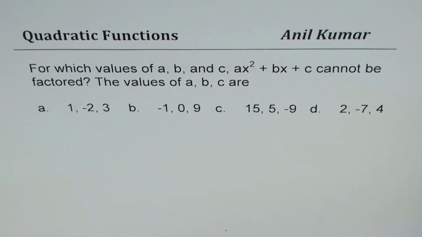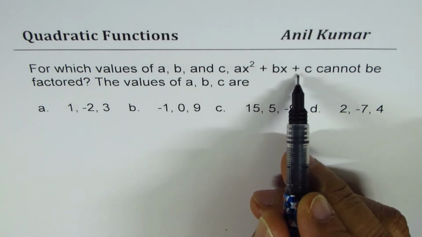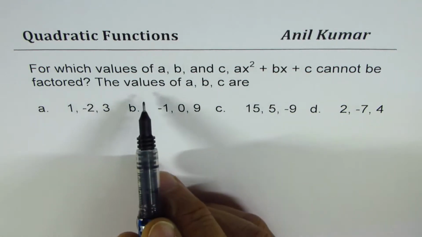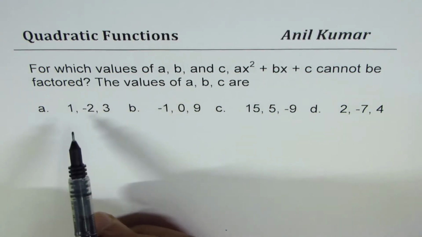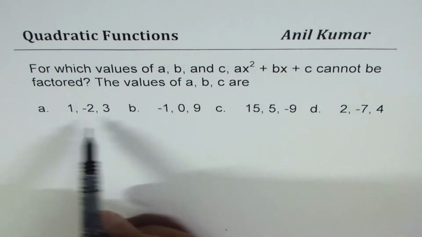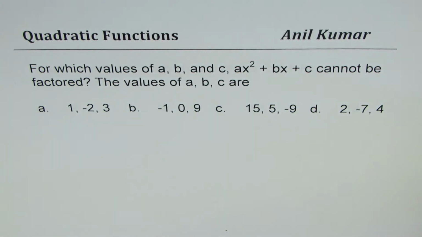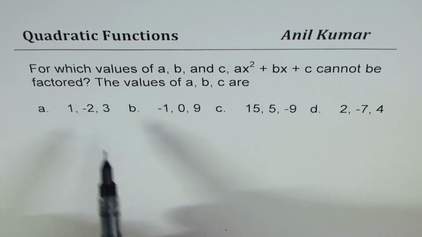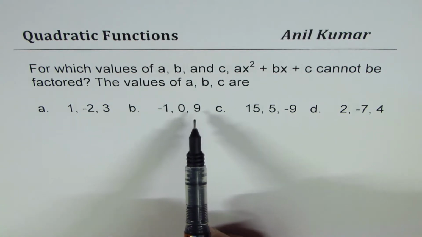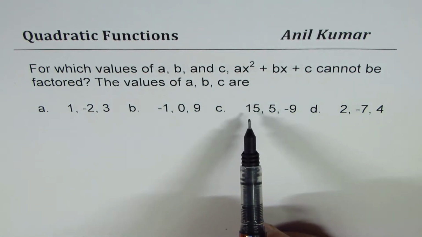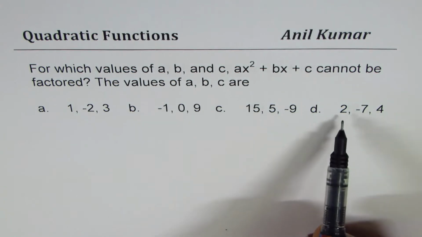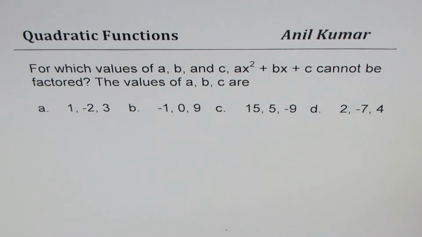The question here is, for which values of a, b and c, ax squared plus bx plus c cannot be factored? We are given values of a, b and c as four different options. a is 1, b is minus 2, c is 3; then a is minus 1, b is 0, c is 9; then 15, 5, minus 9; and 2, minus 7, and 4. You can pause the video, answer the question, and then look into my suggestions.